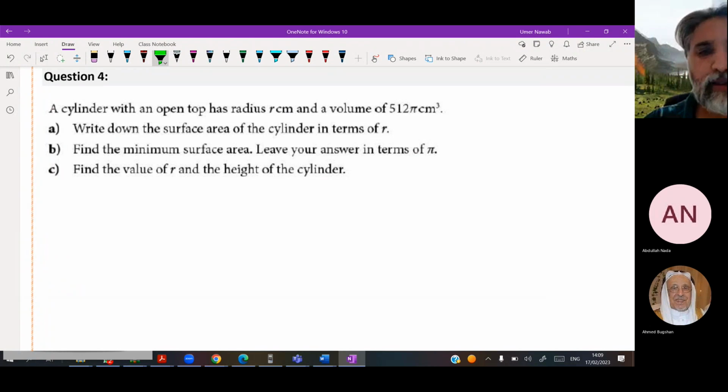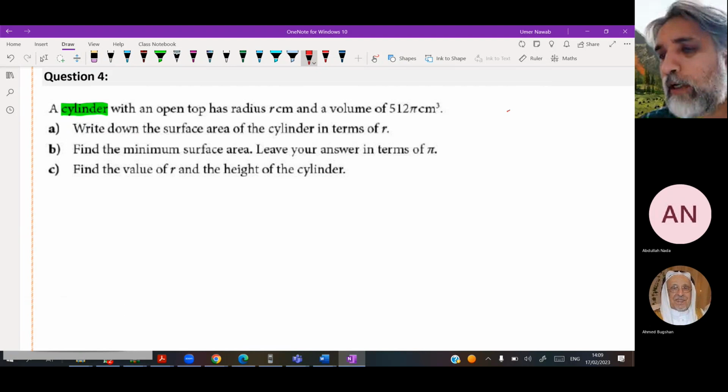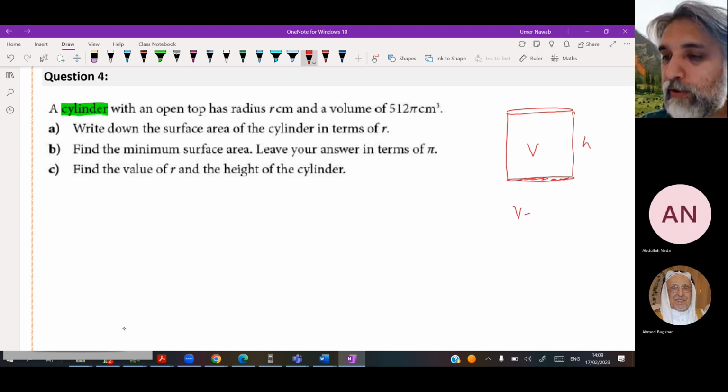Let's read. The question mentions a cylinder. So guys, you can refer to MF19. A cylinder is like this, and a cylinder has a volume. Since its base is a circle, the area times height gives the volume, which is pi r squared h. I don't know what the examiner is thinking about.